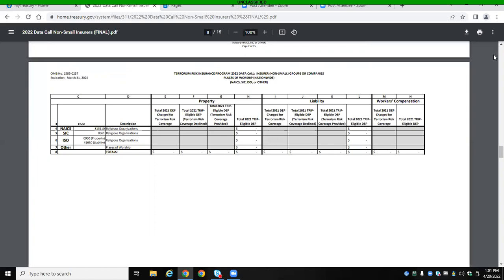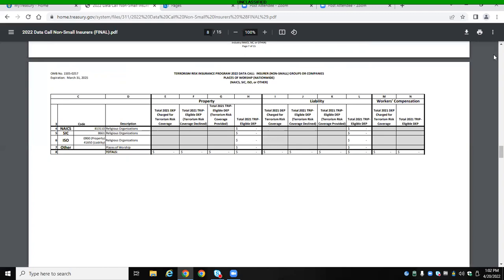You will see that we ask you to report this information under a specific industry code. You can do this under the NAICS reporting system, SIC reporting system, or ISO class code. If you can report based upon one of these metrics, please do so. And again, we're only asking you to pick one.